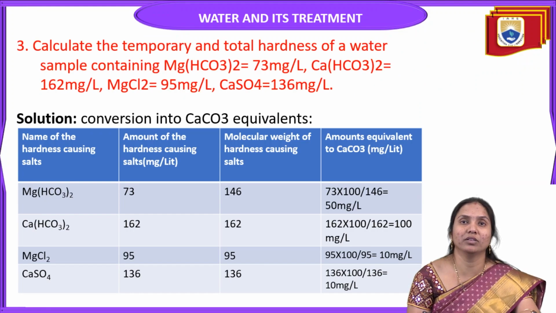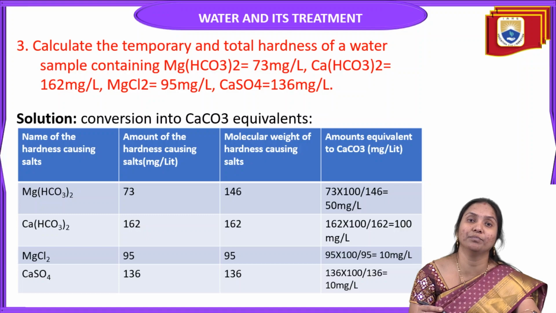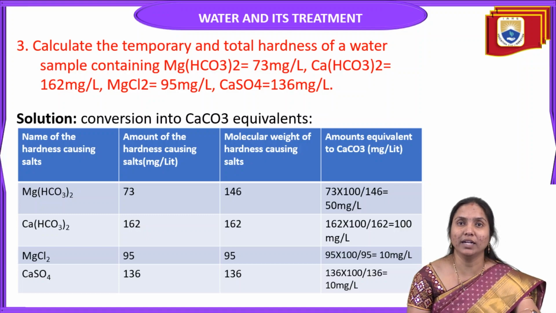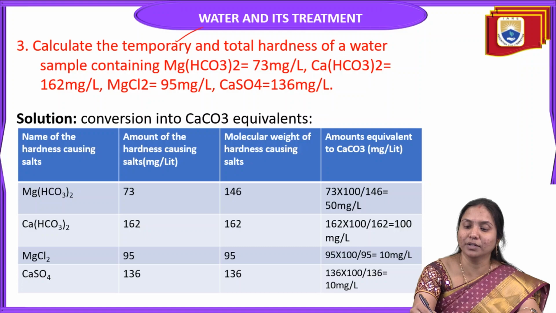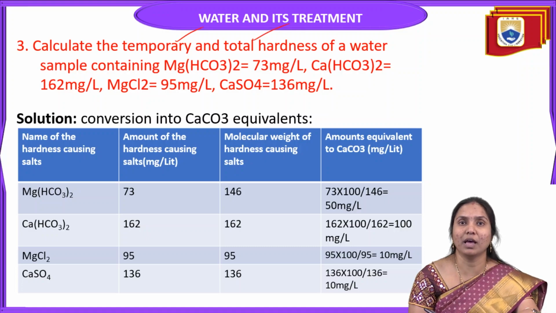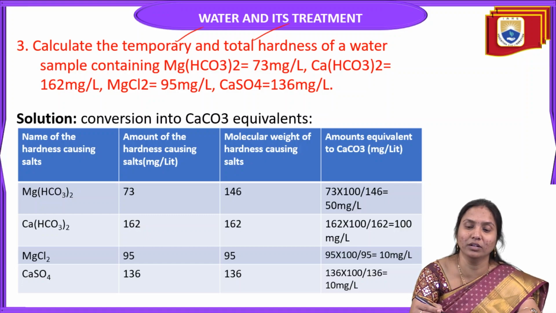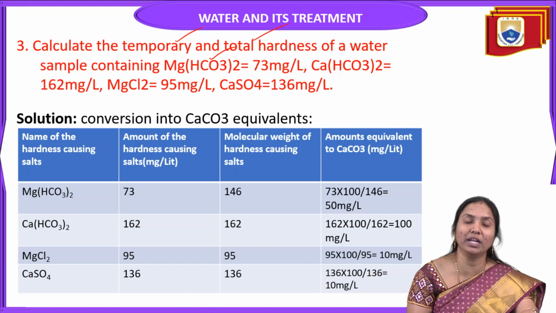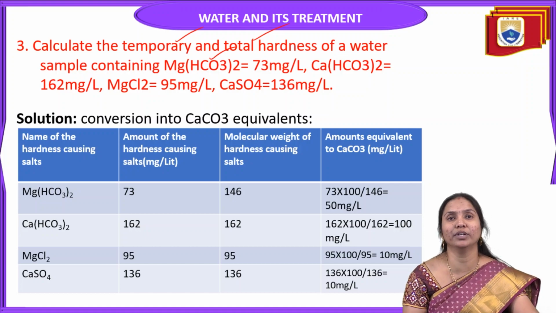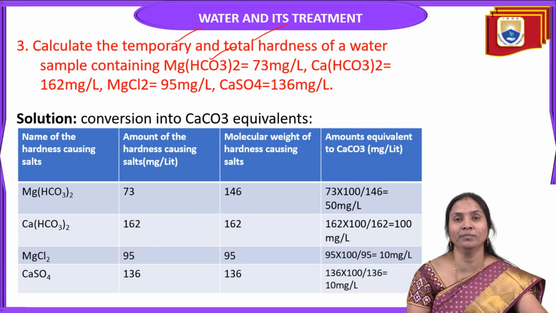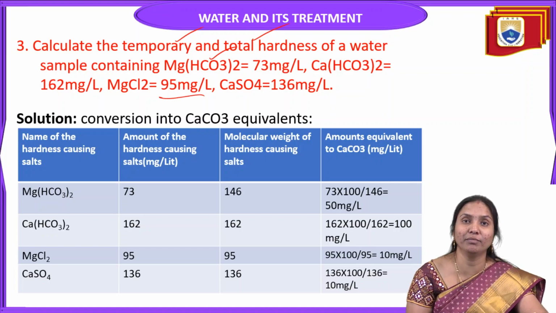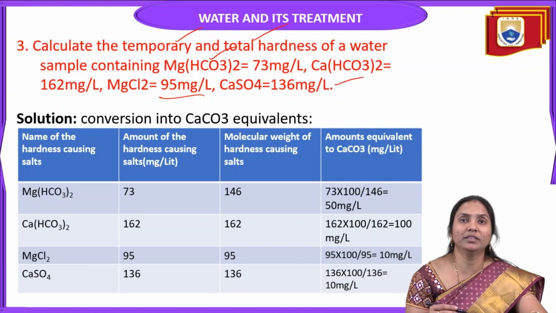Next, one more problem based on hardness: total, temporary and permanent hardness of water. Calculate the temporary and total hardness of a water sample containing the following hardness causing salts: magnesium bicarbonate is 73 milligram per liter, calcium bicarbonate is 162 milligram per liter, magnesium chloride is 95 milligram per liter, and calcium sulfate is 136 milligram per liter. Now you can convert to CaCO3 equivalent.